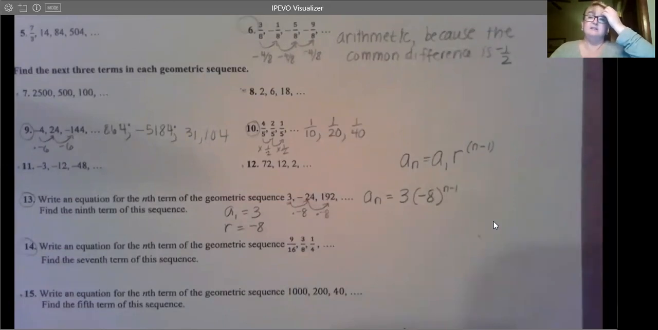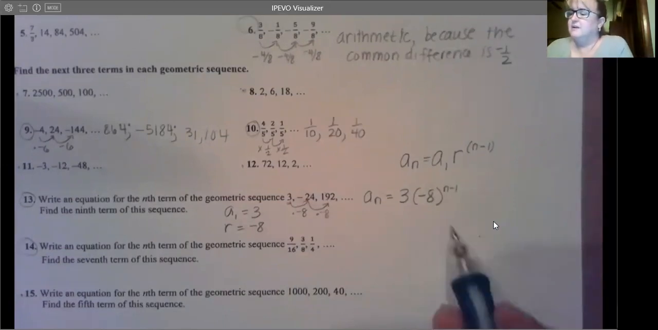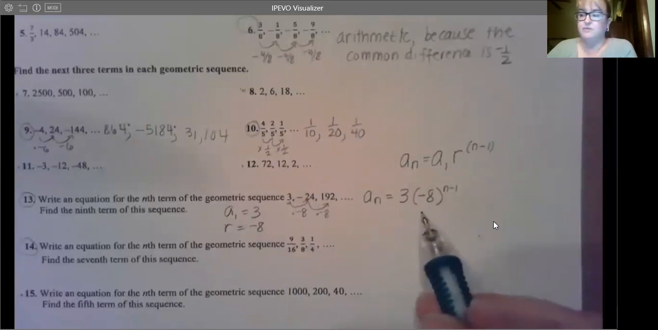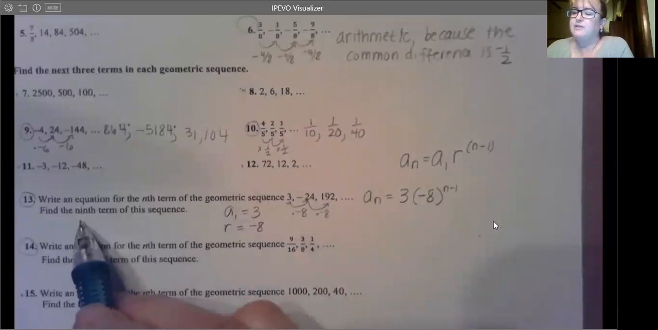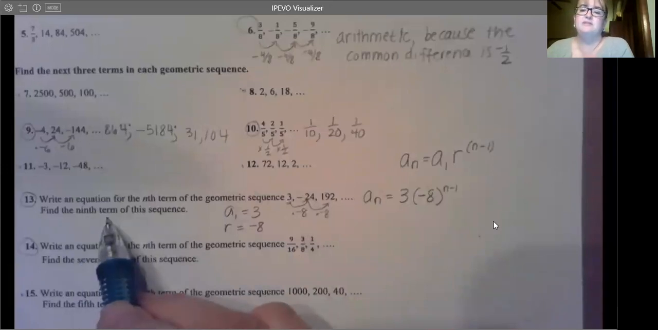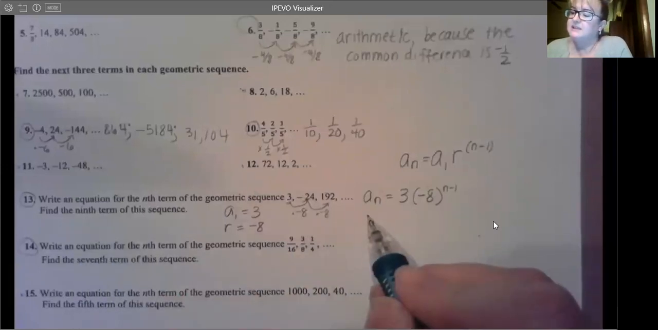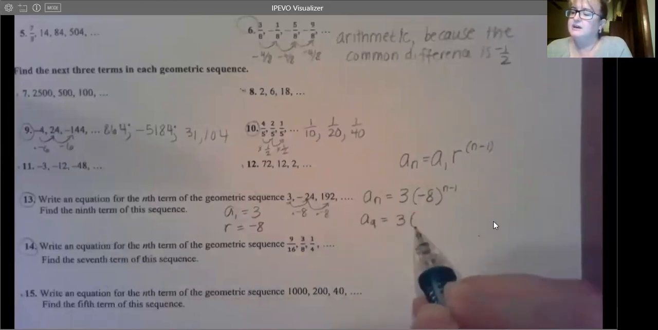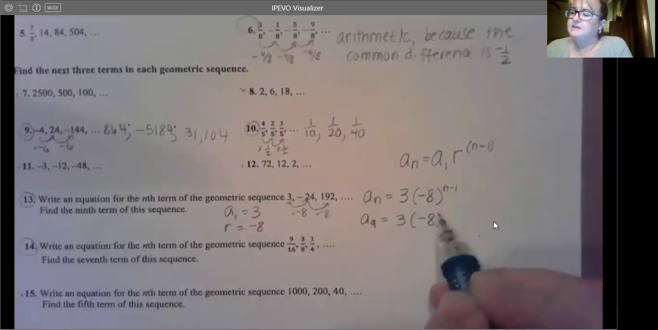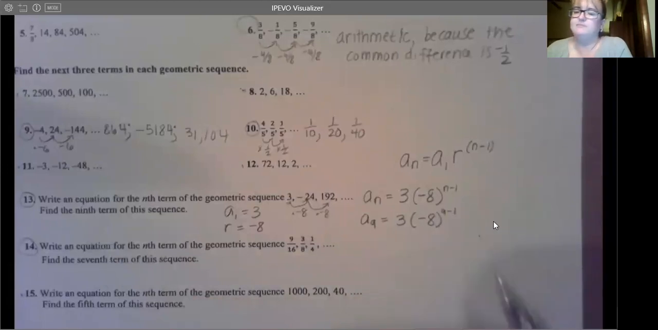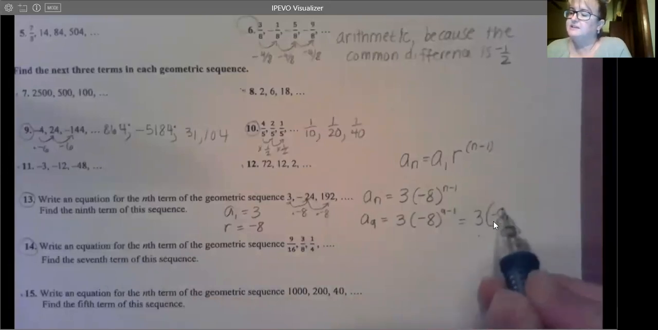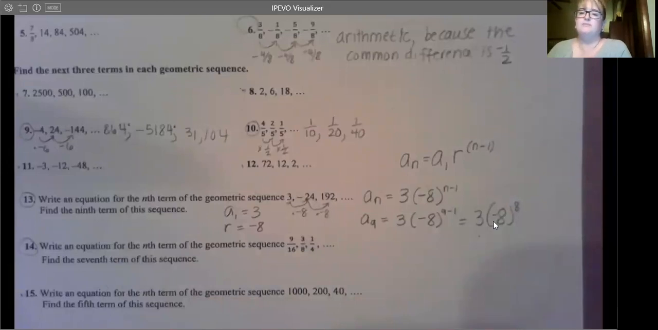All right. Now this is my equation, and it is in simplest form. We are looking for the 9th term. So A sub 9, the 9th term, is 3 times -8 to the 9 minus 1, which is 3 times -8 to the 8th power. Definitely need your calculator for this.